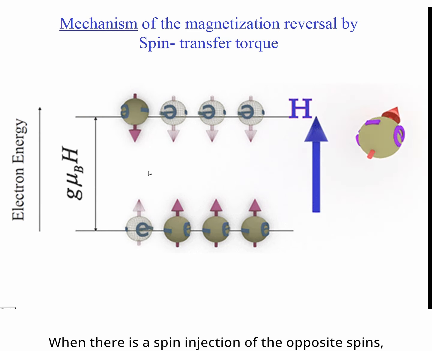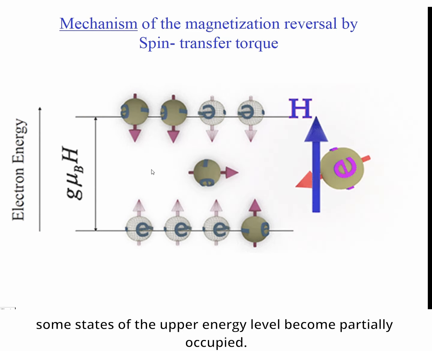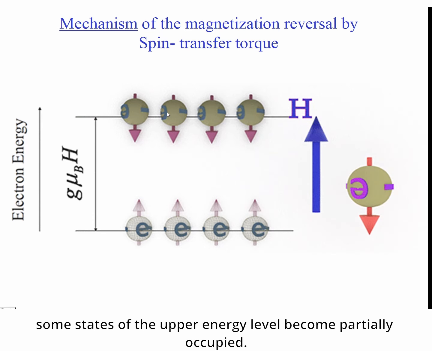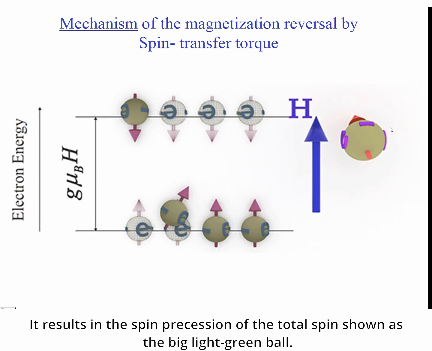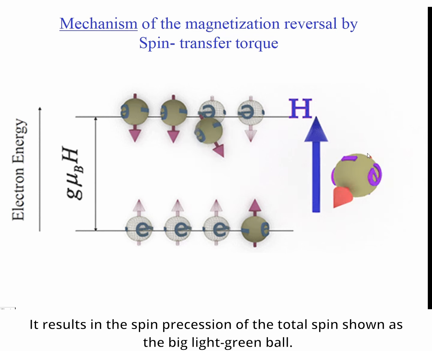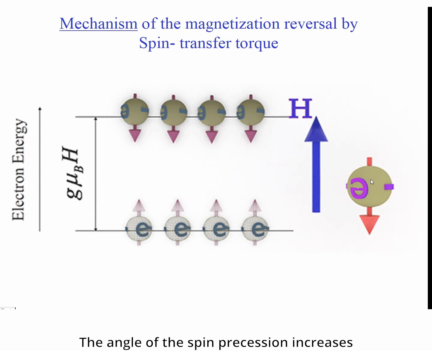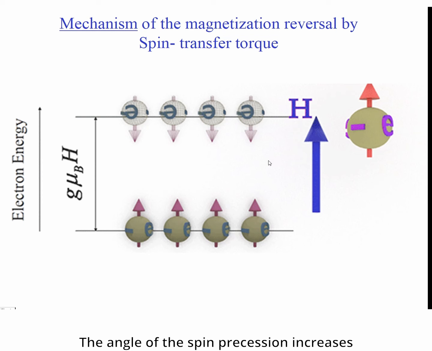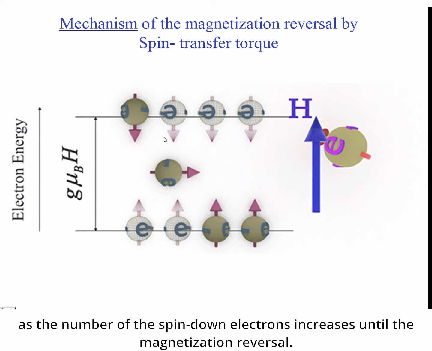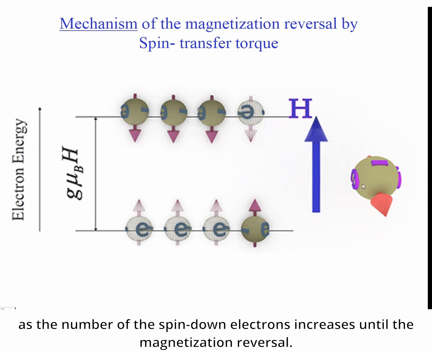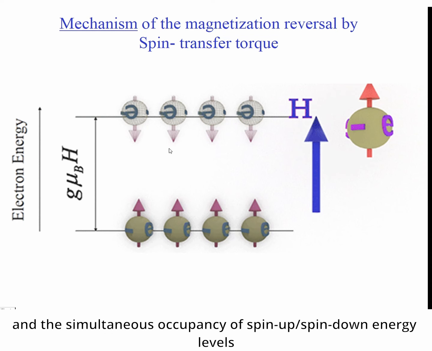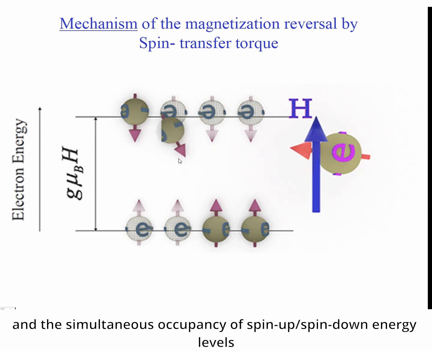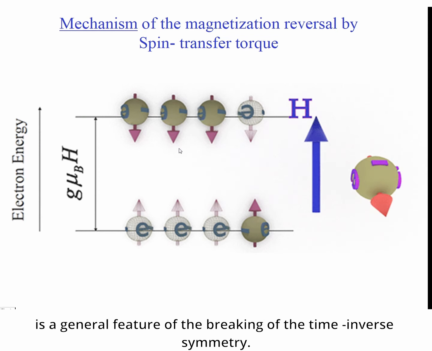When there is a spin injection of the opposite spins, some states of upper energy level become partially occupied. It results in spin precession of the total spin, shown as a big light green ball. The angle of the spin precession increases as the number of spin down electrons increases until the magnetization reversal. The correspondence between spin precession and the simultaneous occupancy of the spin up and spin down energy levels is a general feature of the breaking of the time inverse symmetry.